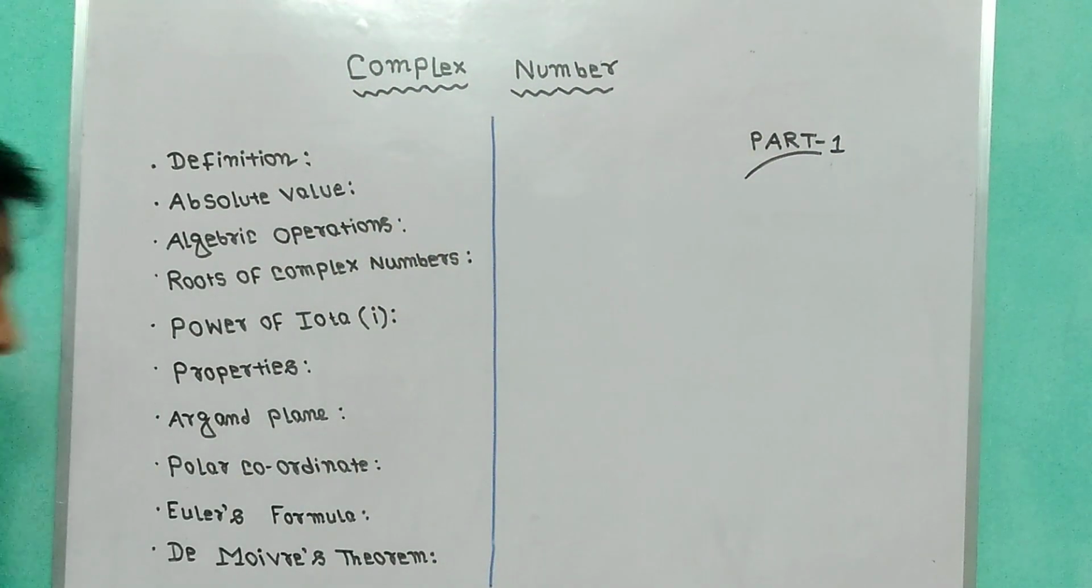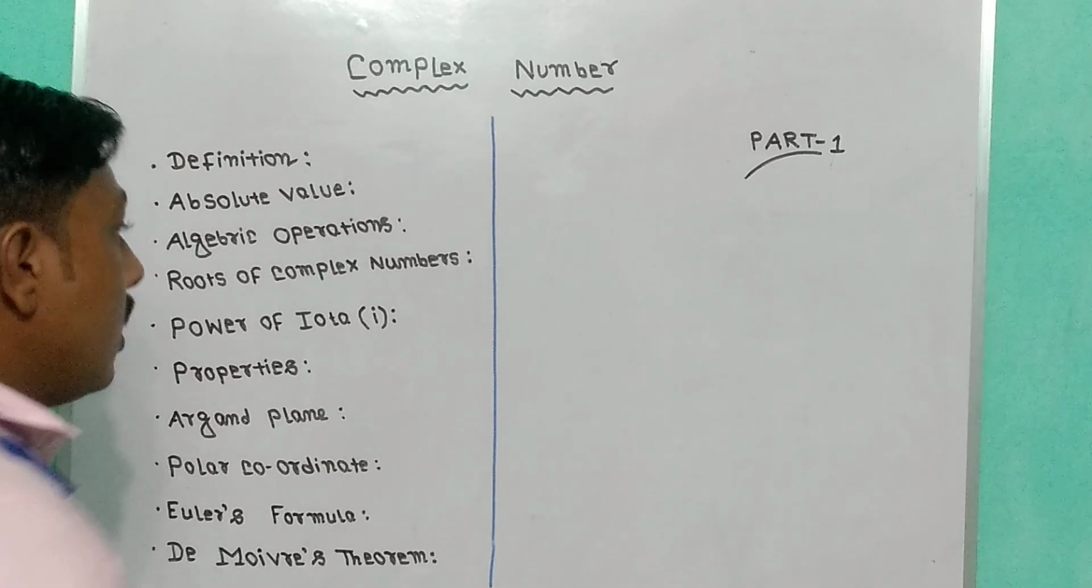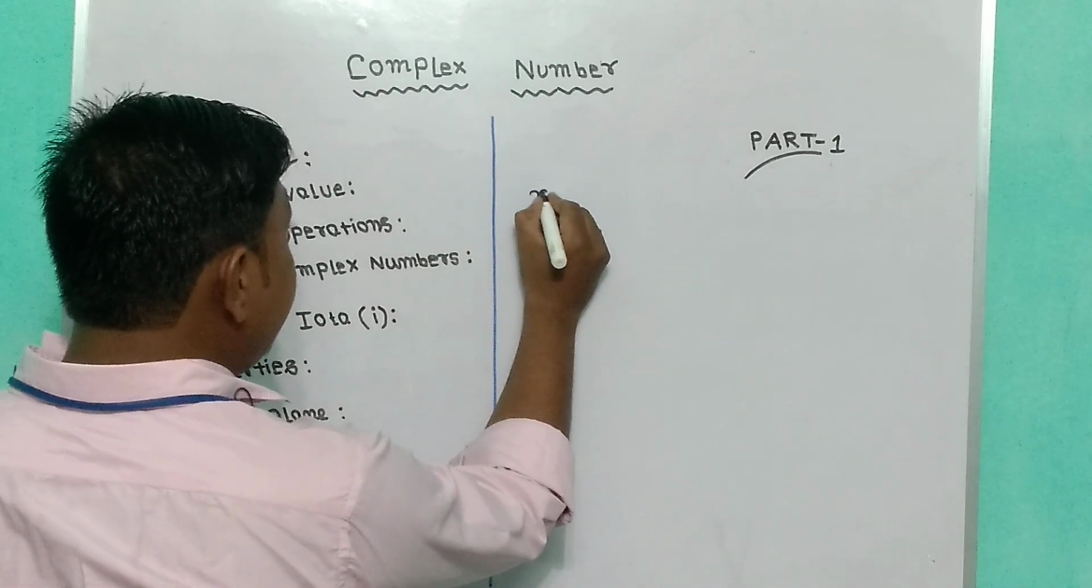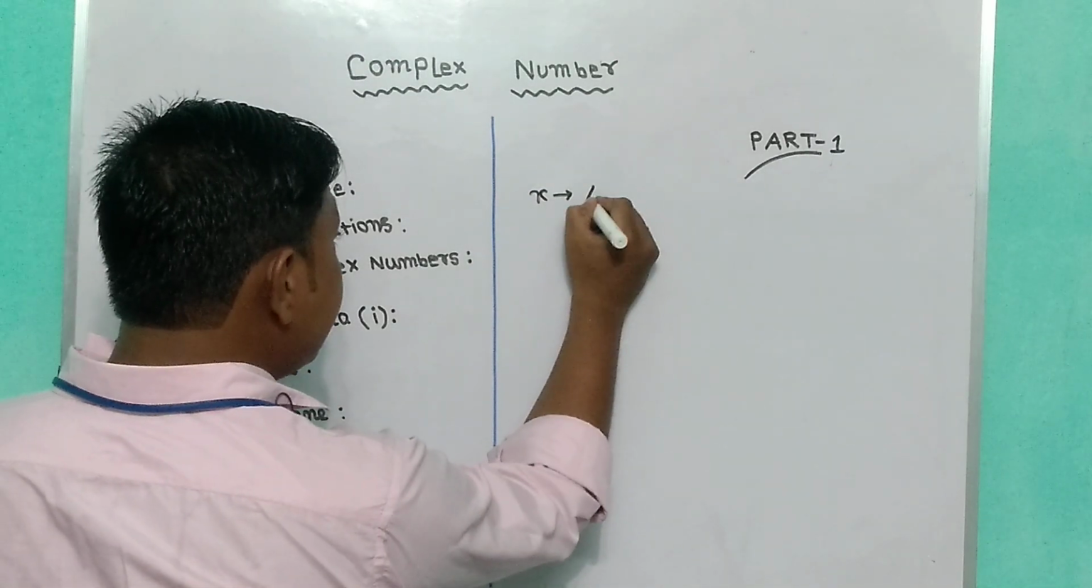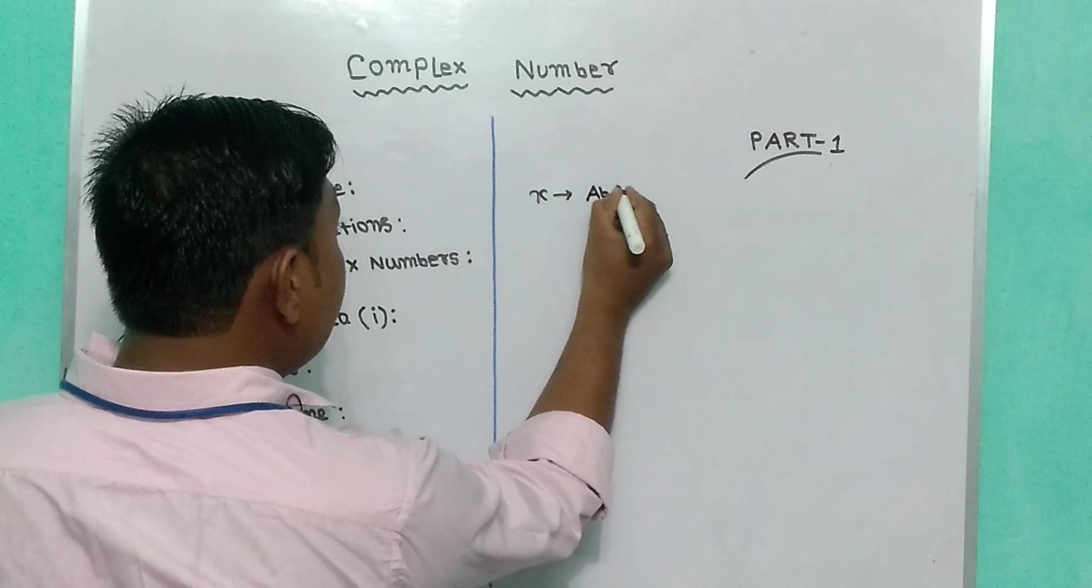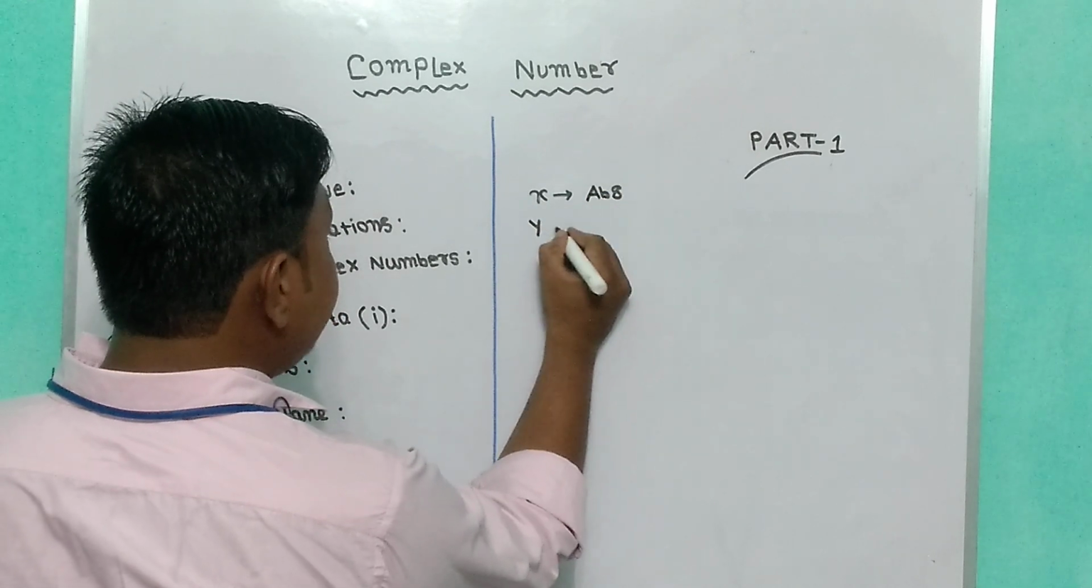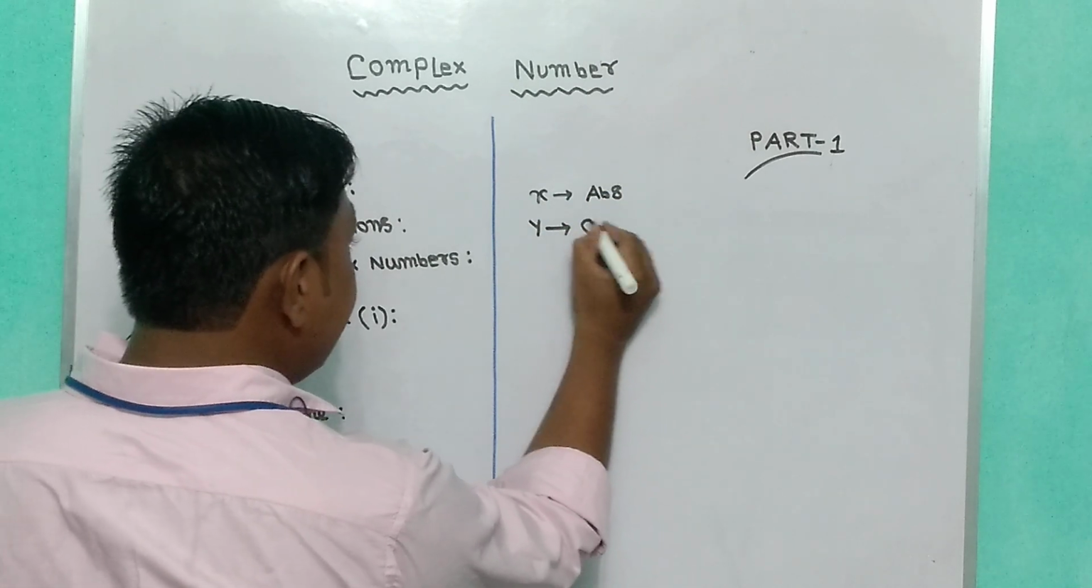Now see the next topic, that is Argand Plane. So now I am going to discuss about Argand Plane. So what is Argand Plane? You all know x-axis means abscissa and y-axis means ordinate.